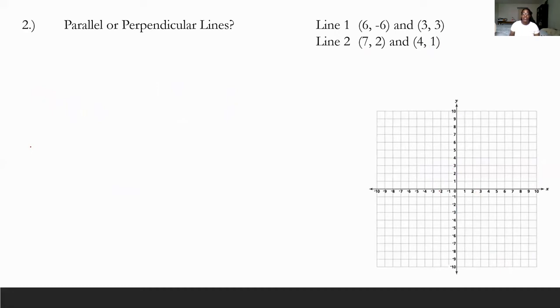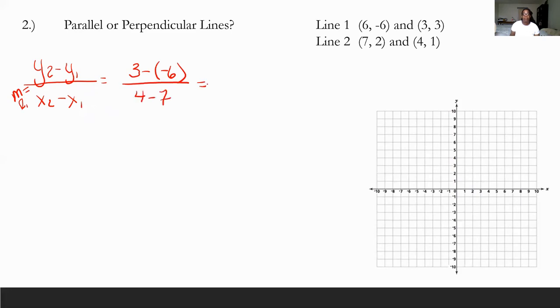Let's go for the next one. So we have our equation. I'll switch it to y2 minus y1. I just like to switch it around sometimes, because you should get the same answer regardless. So for line 1, we're going to have my y2, which is 3 minus a -6 over 4 minus 7. So when you minus a negative, they're turning positive.